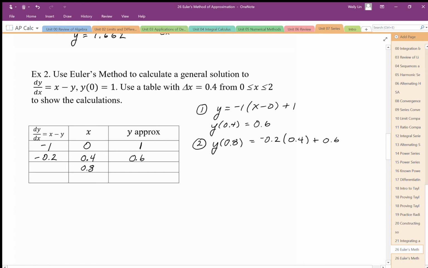So this is going to be my linear approximation. This will give me the y coordinate at 0.8. When I plug this in, using my calculator, I go negative 0.2 times 0.4 plus 0.6. And I get a y coordinate of 0.52.